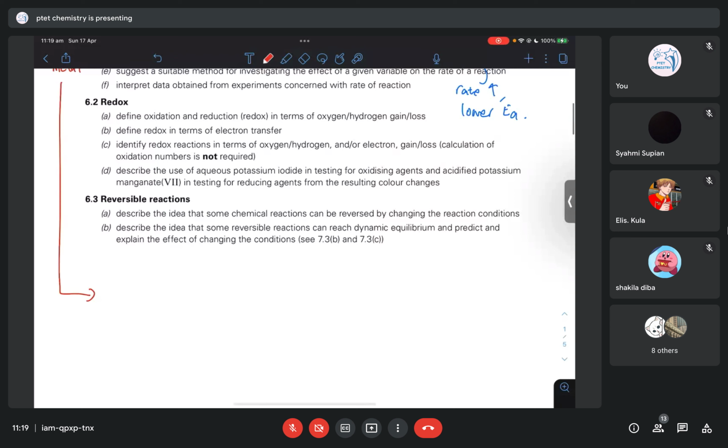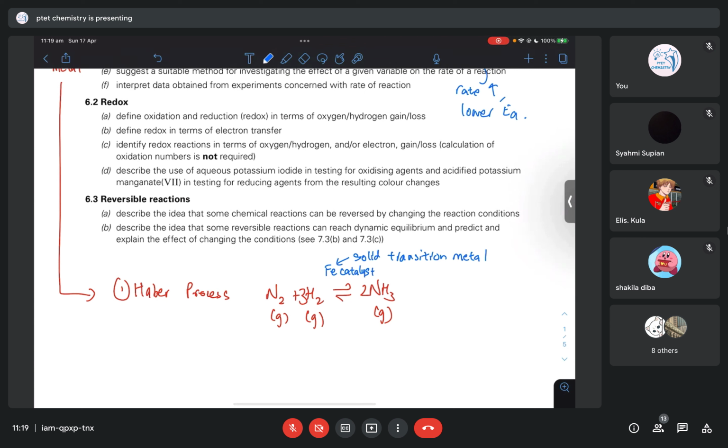So the first one is what you call the Haber process. In the Haber process, you are making ammonia, and this is an equilibrium from N2 gas and H2 gas to 2NH3 gas. There are some other conditions in there, as you will see in reversible reactions. But what is important is you use an iron catalyst. You use iron as a solid, a solid transition metal. It has metallic bonding, obviously, because it exists as a metal.